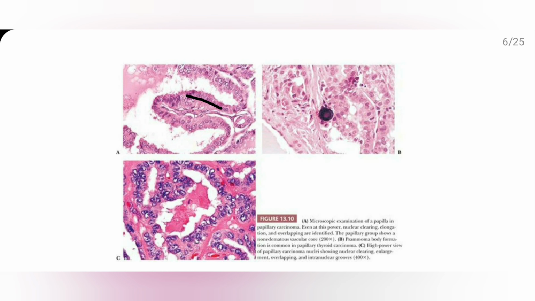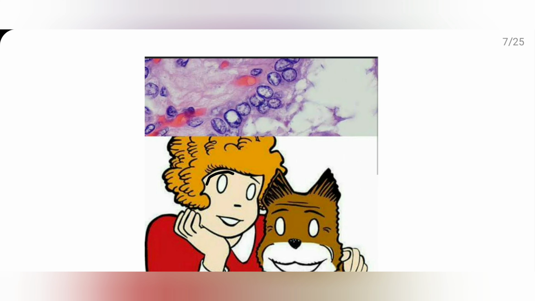Here you can see a papilla with a fibrovascular core, and here you can see the clearing. Also you can see nuclear grooving. This is psammoma bodies. Clear nuclei compared to Orphan Annie.